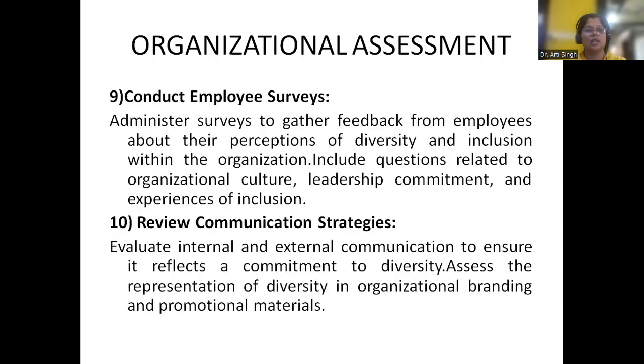Next, coming on to step 9, conduct an employee survey. Administer a survey to gather feedback from the employees about the perception of diversity and inclusion within the organization, and include questions related to organizational culture, leadership commitment, and experience of inclusion. Then review communication strategies. You need to evaluate internal and external communications to ensure they reflect a commitment to diversity. Assess the representation of diversity in the organizational branding and promotional materials. These are the 10 steps.